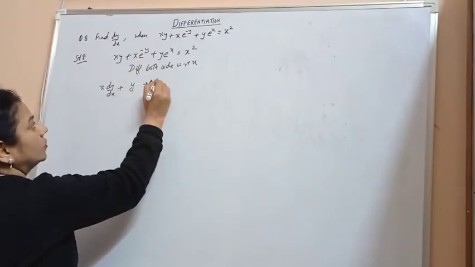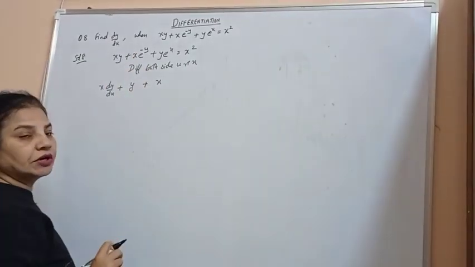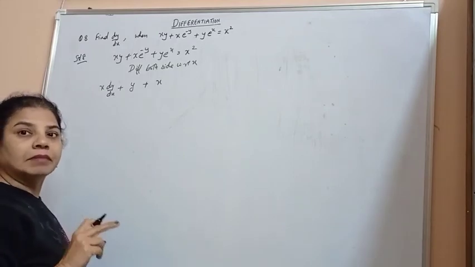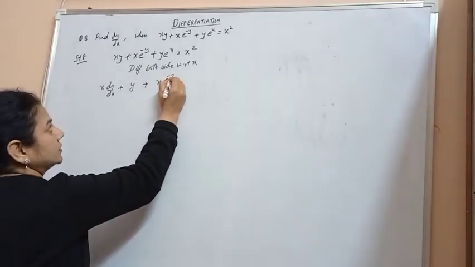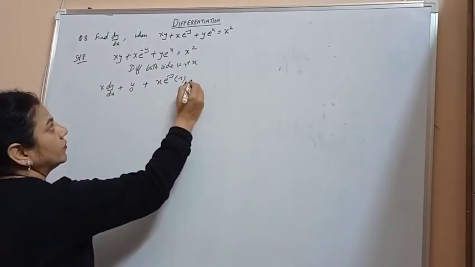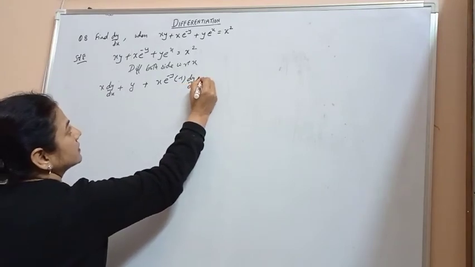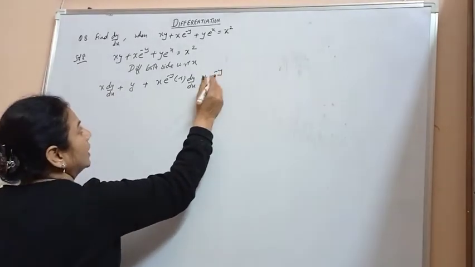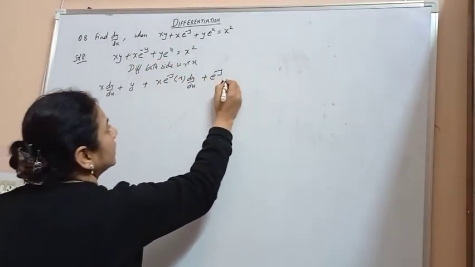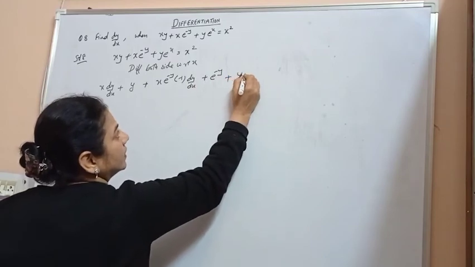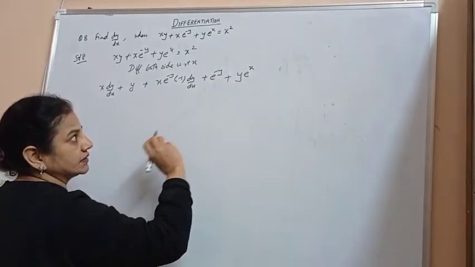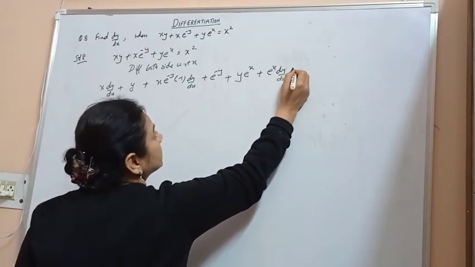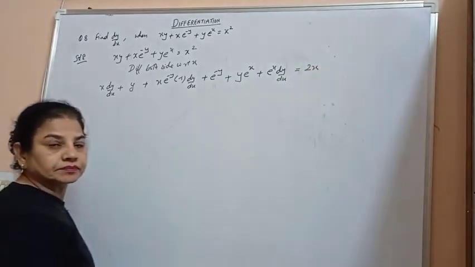Again, product rule, first function into derivative of e to the power minus y. The derivative of e to the power minus y is e to the power minus y and minus 1 also. E to the power minus y, minus 1, into derivative of y, that is dy by dx, plus e to the power minus y and derivative of x is 1. Again, plus y, derivative of e to the power x is e to the power x itself, second function, plus second function into derivative of first function is equal to 2x.